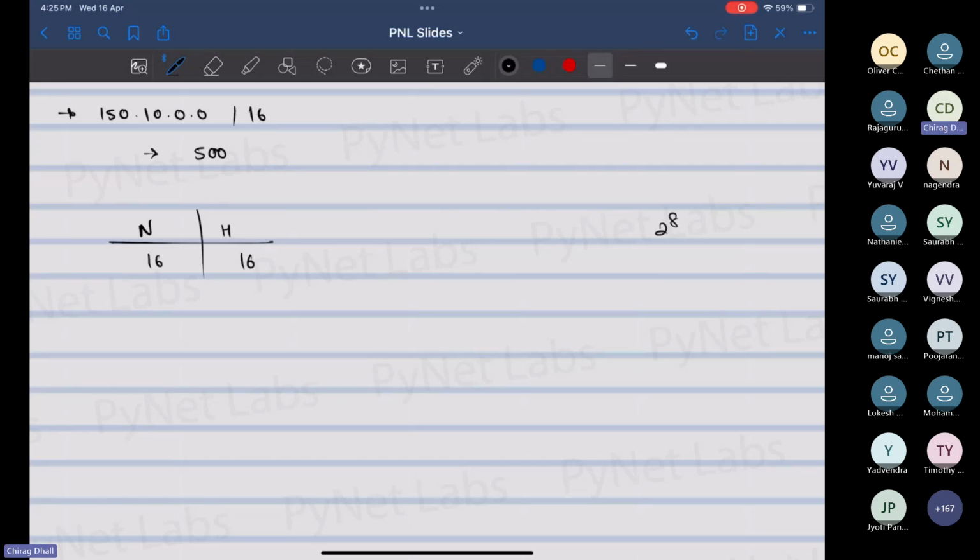2 raised to the power 8 we have discussed, it equals 256. Yes. So 2 raised to the power 9 is going to be double of that, making 512 addresses. 512 definitely fulfills my requirement and does minimum wastage, right? So out of 16 bits, how much do I require? 9 bits. 7 bits are extra, I'll give them to the network part. New distribution of network and host bits will be 23 in the network part, 9 in the host part. Clear?